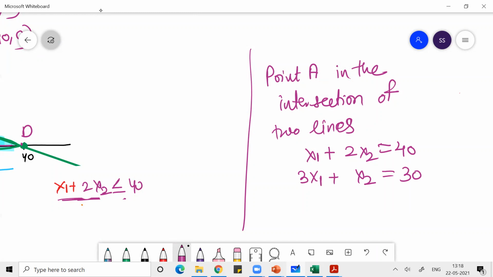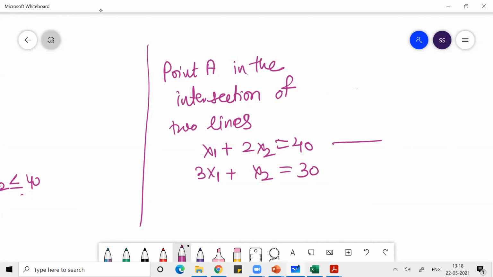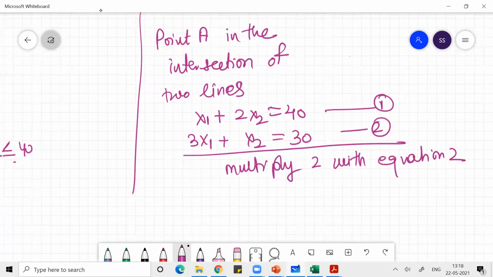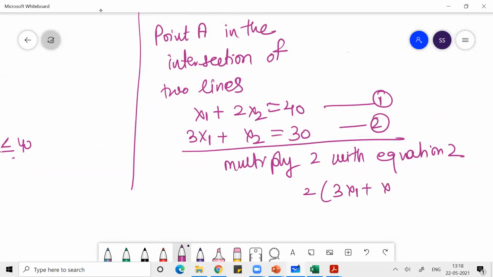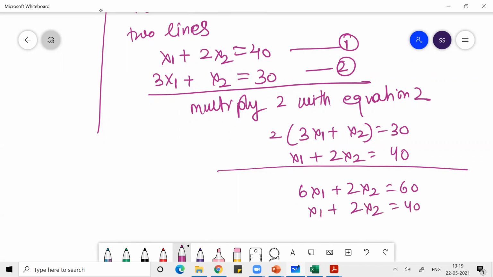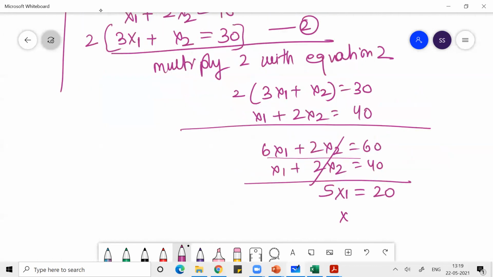Imagine you know how to solve a linear equation. Suppose this is your equation 1, this is your equation 2. If I multiply equation 2 by 2, I get 2 into 3x1 plus x2 equal to 30, that is 6x1 plus 2x2 equal to 60, and the first equation is x1 plus 2x2 equal to 40. You subtract this, so you will get the value of x1: 5x1 is equal to 20. So the value of x1 is equal to 4.